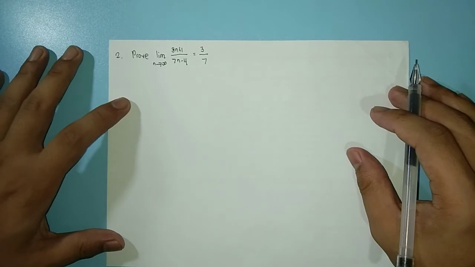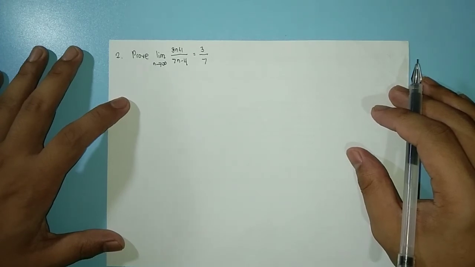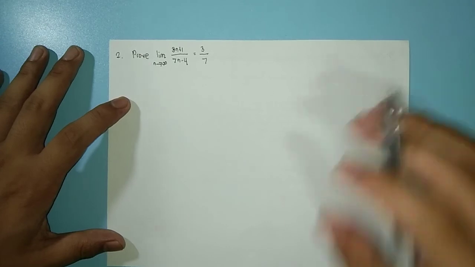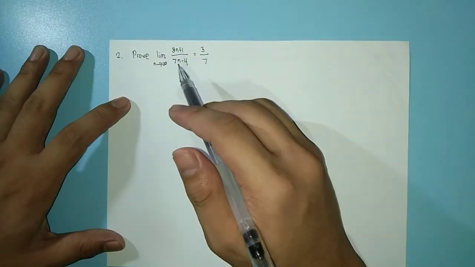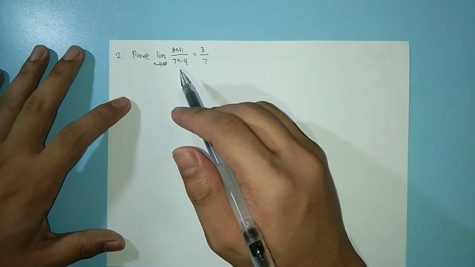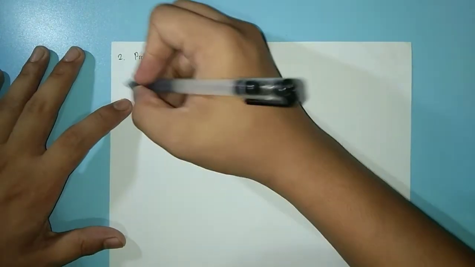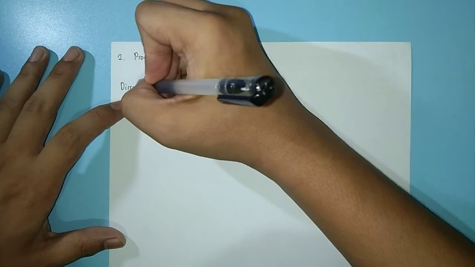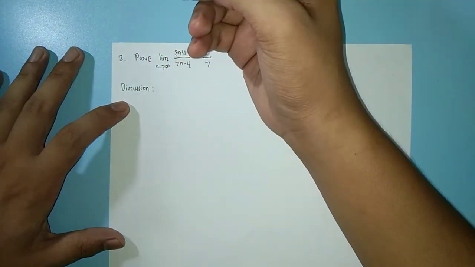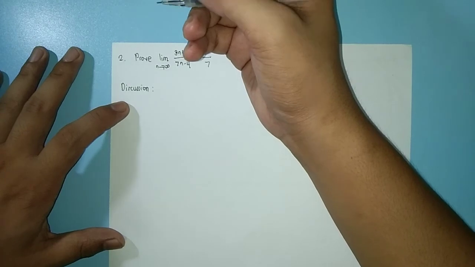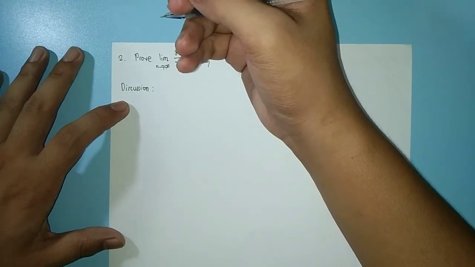Okay, number 2, prove that the limit of (3n + 1)/(7n - 4) as n approaches infinity is equal to 3/7. Or, i-prove natin na yung sequence na (3n + 1)/(7n - 4) is convergent. Okay? So, syempre, discussion muna tayo. Sa discussion natin, palaging ang ginagawa lang natin, hanapin natin yung large N. So, dapat makahanap tayo ng large N.